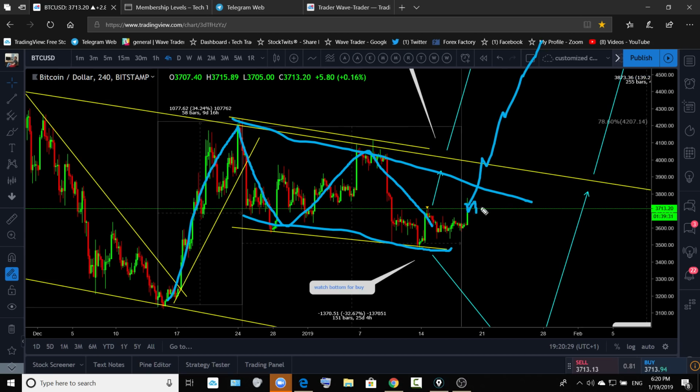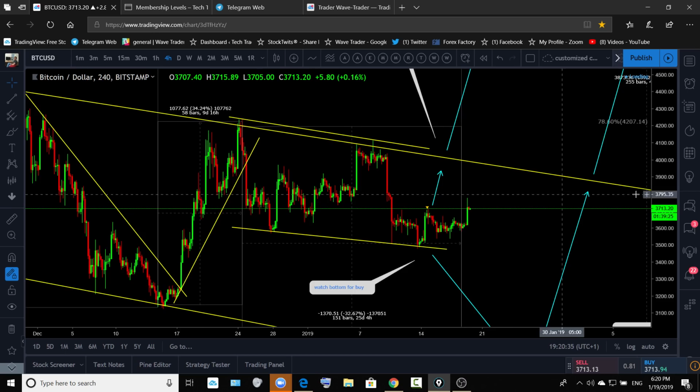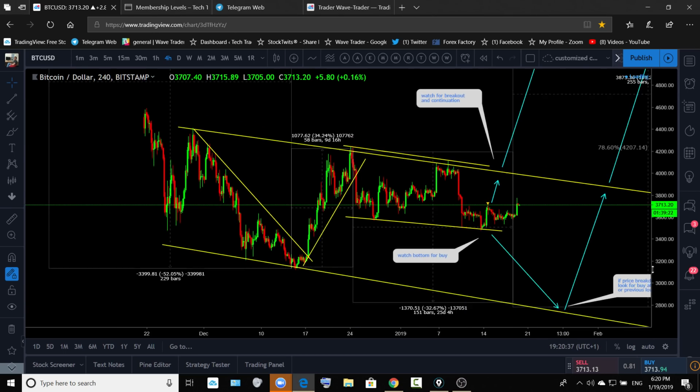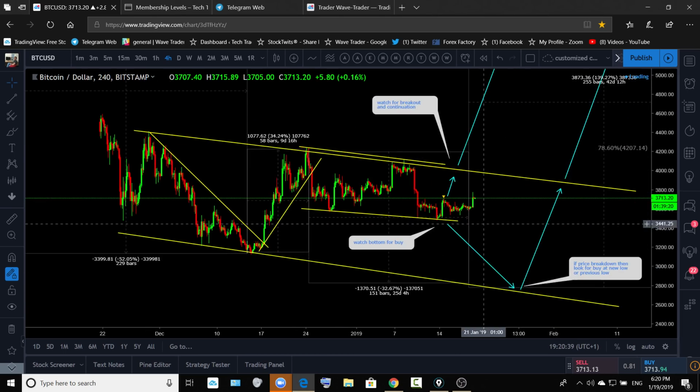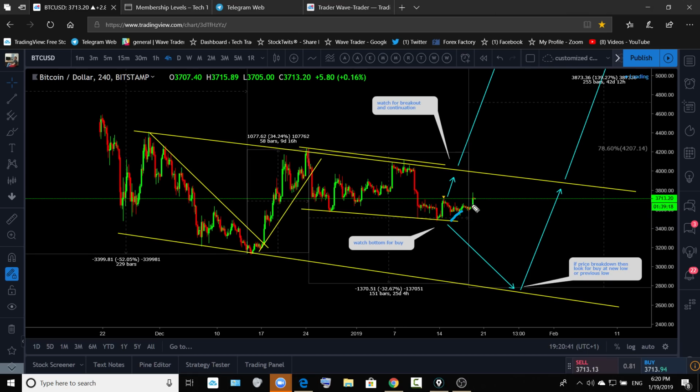Any tiny flag or correction there, watch for that to break out like this, and continue to go higher. If you see that it's not going to continue higher and is pushing lower for one more drop, that's the ideal place for longer term buys, around 2800 or 3000.